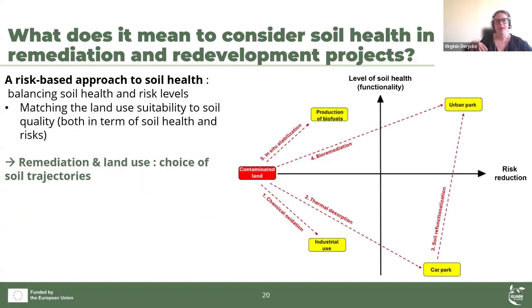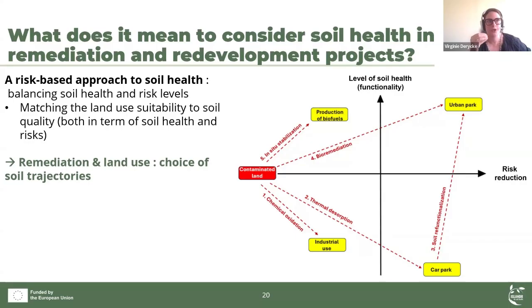Thank you. And the graph here is showing you the remediation you can choose. Remediation on risk reduction is not new, it is already done in contaminated land management. What is added is the level of soil health that you need to obtain. So you fine-tune the remediation strategy.